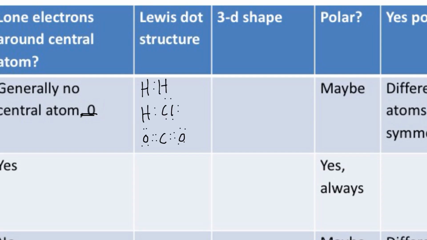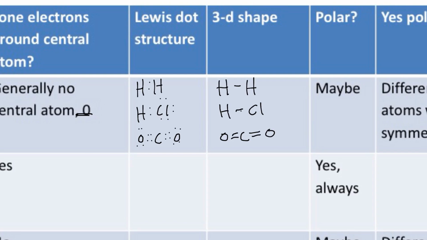Now how this is different in a 3D shape, the 3D shape only shows the connections between the bonds. It doesn't show unshared electrons. This is something the book does not teach. But it shows the number of bonds between the different elements. Now as far as if these are polar or not, it's a maybe. It's conditional, as we say.